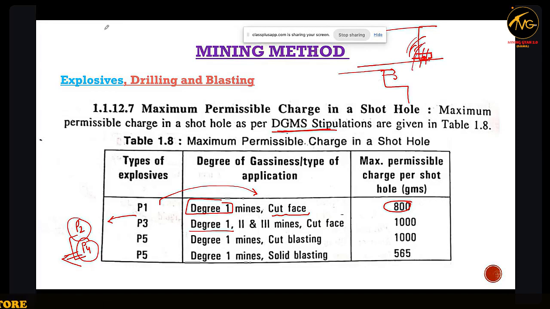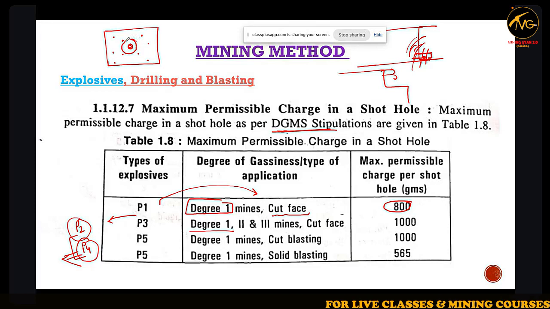Many times if your face is like this, you hold in mid and drill, and use delayed detonator, so it will blast, then blast, then blast. Okay, it works like that. So P1 is degree 1 for cut face.